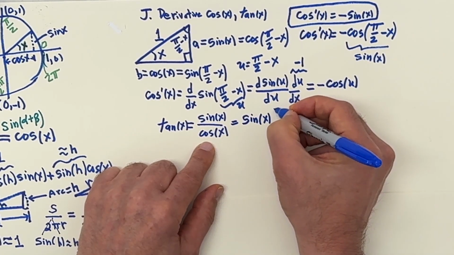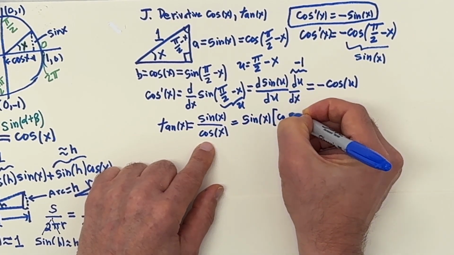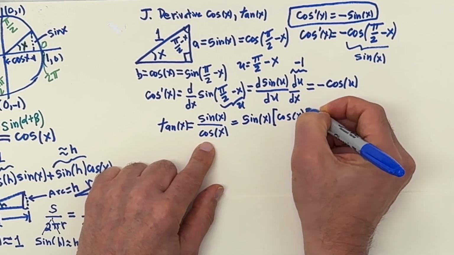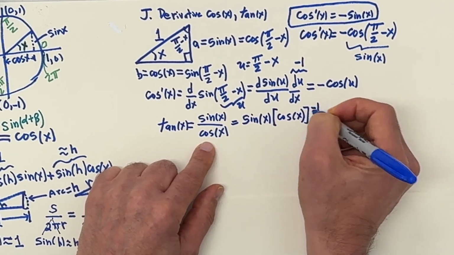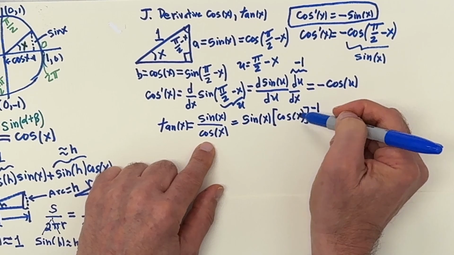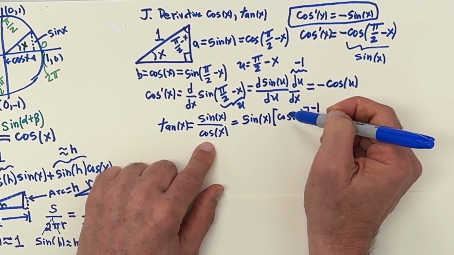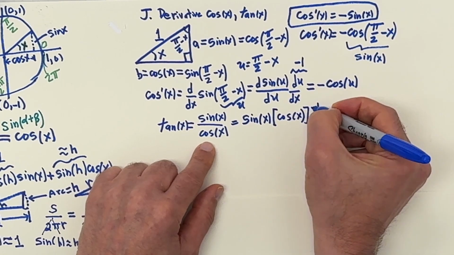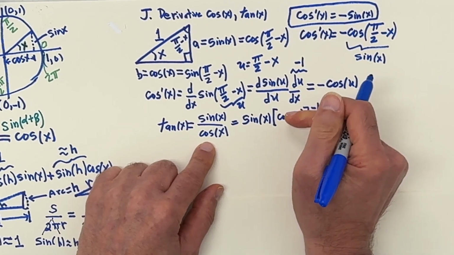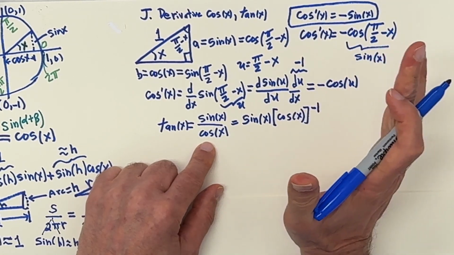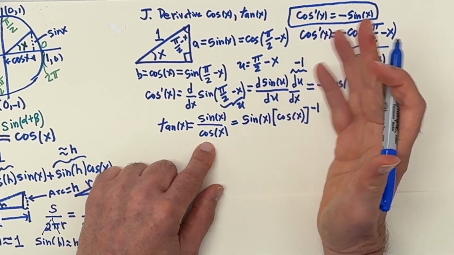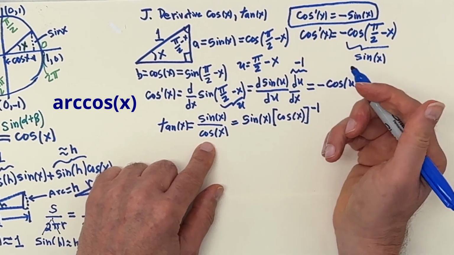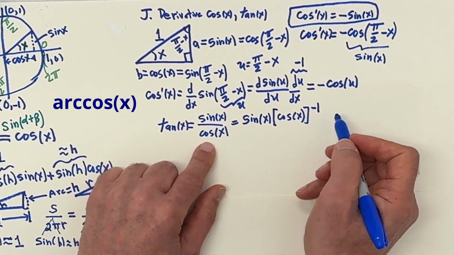So here we're going to have the sine times the cosine to the minus 1 power. So we basically have sine of x times 1 over cosine of x. I like to write that minus 1 out here because if I put the minus 1 inside, that's going to indicate inverse arc, or an arc. We don't want to mess with that. So this is clearly what we have.